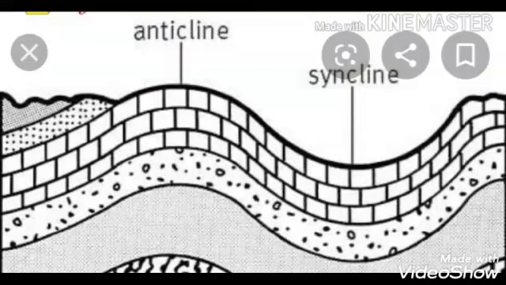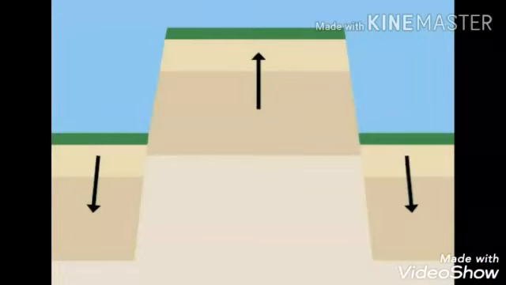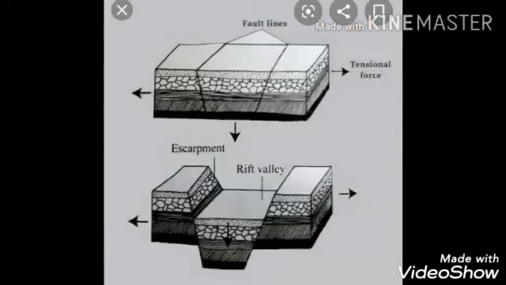Now we go to the last topic, that is block mountain. How does the formation of a block mountain take place? When two lithospheric plates move away from each other, the cracks appear in the Earth's crust and the horizontal layers of rocks break down into several blocks. These blocks either get uplifted or subsides along the plane of fault. The uplifted blocks are called block mountains and the subsided blocks are called rift valleys.